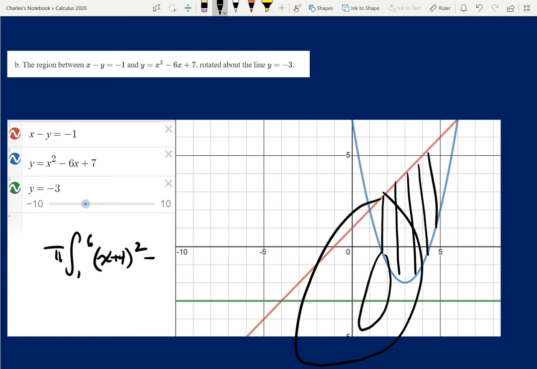minus, and there's a pi on the outside of it. And then what's the inside of the circle going to be? It's going to be x squared minus 6x plus 7 plus 3, or plus 10, squared, dx. That's how I would do that one.